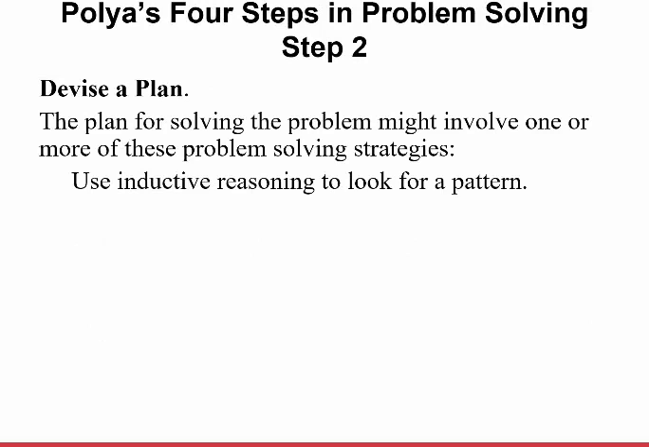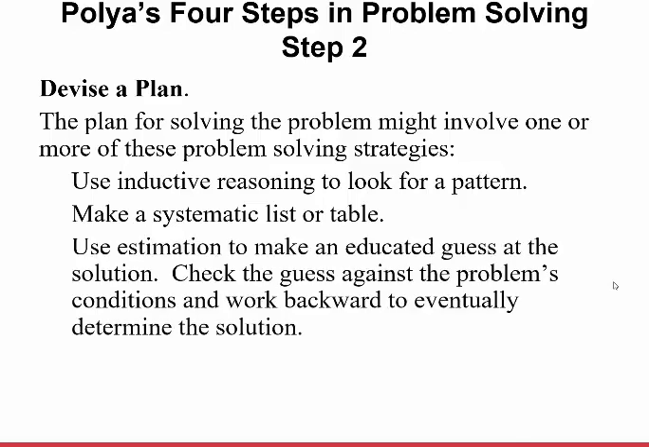Now in step two, we want to devise a plan, a method for solving. The plan might involve one or more of these problem solving strategies. It really just depends on what you determine by reading it. The first one is to use inductive reasoning to look for a pattern. Is there some type of pattern within the problem that's going to help us solve it? The next is to make a systematic list or table, like a table of all the data. We'll do that a little bit in one of the examples.